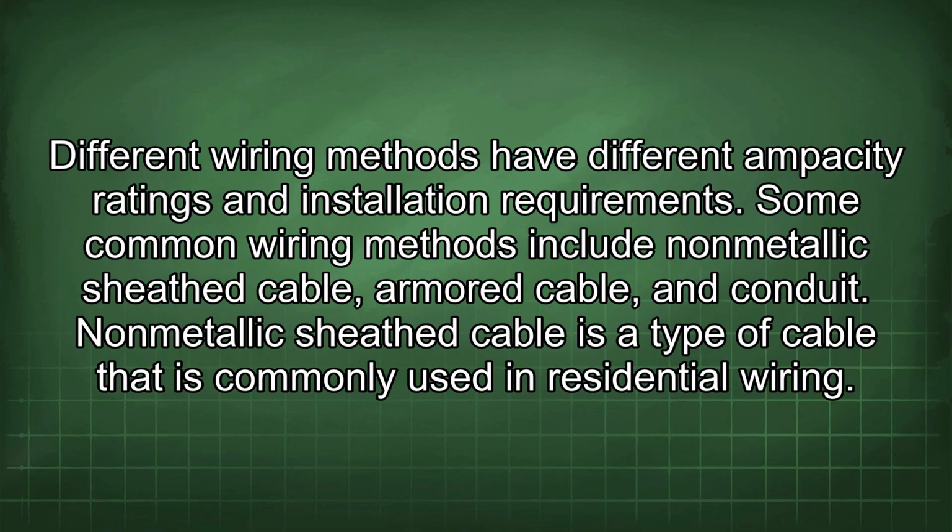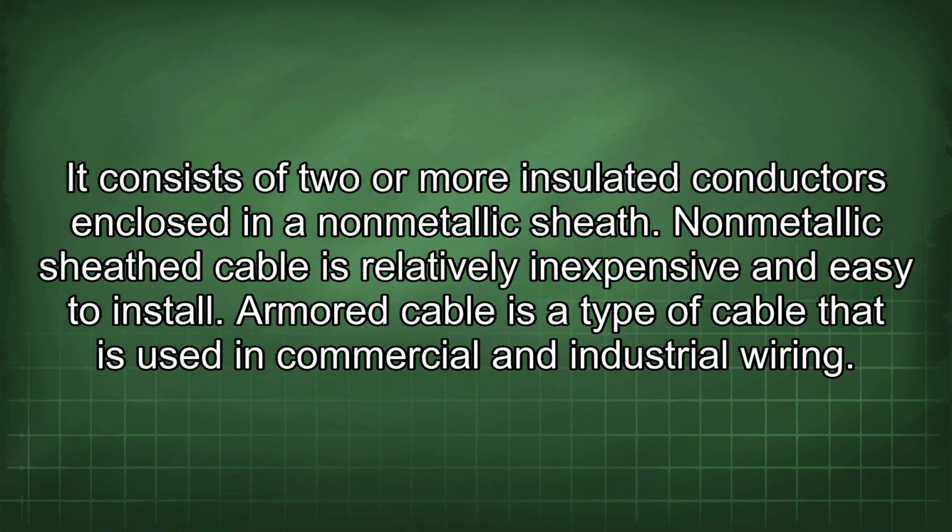Some common wiring methods include non-metallic sheathed cable, armored cable, and conduit. Non-metallic sheathed cable is a type of cable that is commonly used in residential wiring. It consists of 2 or more insulated conductors enclosed in a non-metallic sheath. Non-metallic sheathed cable is relatively inexpensive and easy to install.